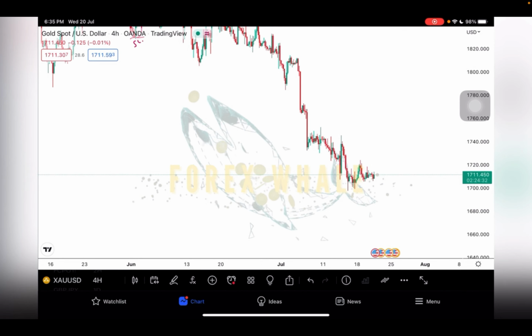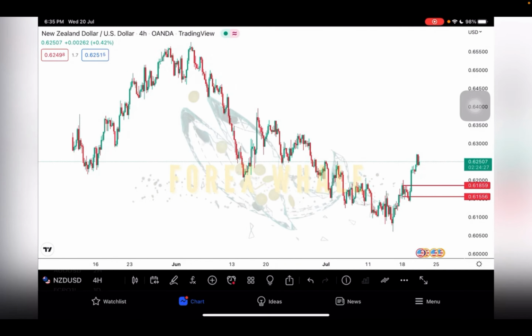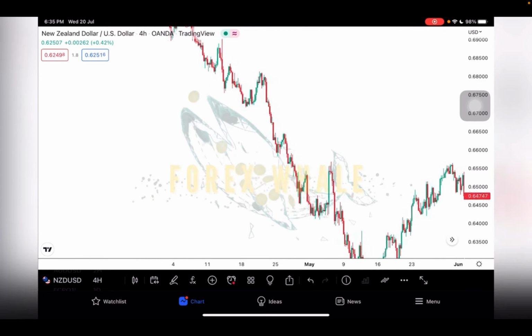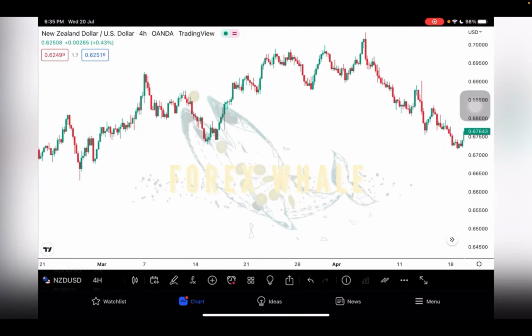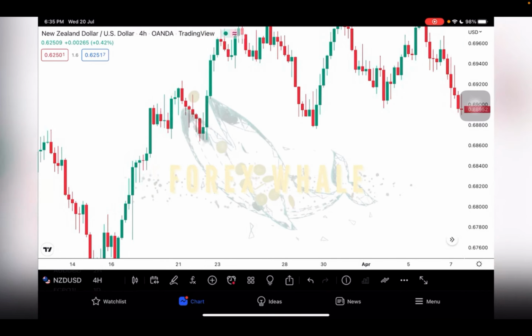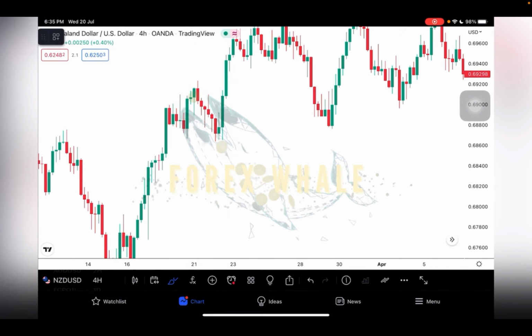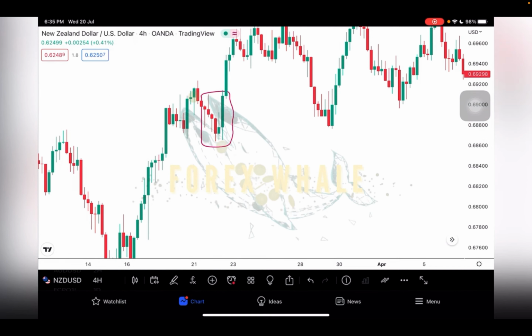I'm actually trying to find an example where price created that bullish engulfing and then we wait for the confirmation, but I just don't seem to find any of it yet. So okay, here's an example. Okay, it doesn't have to be just this. This is also a bullish engulfing. Okay, this is also a bullish engulfing.